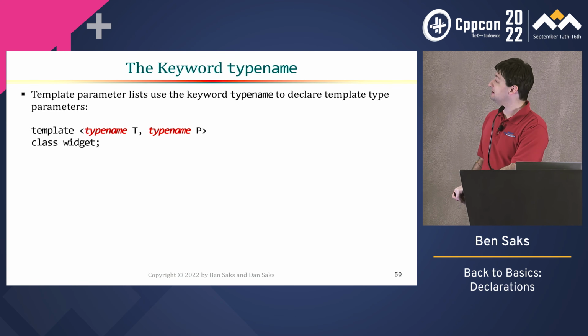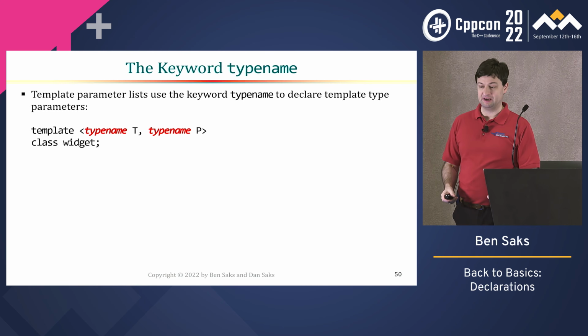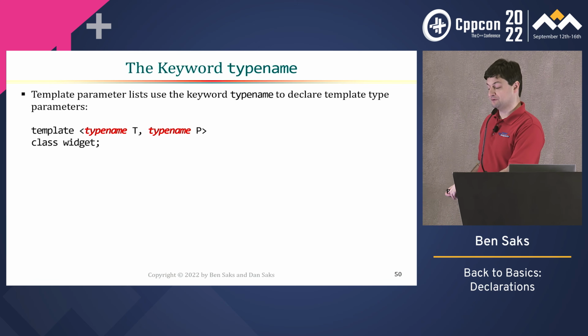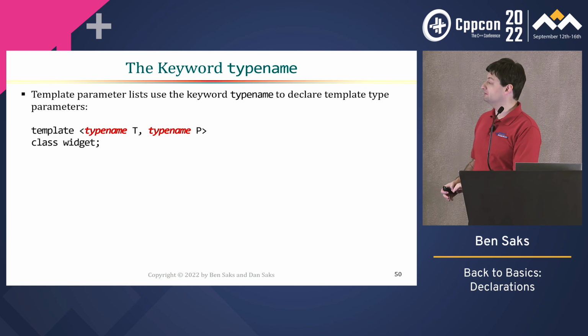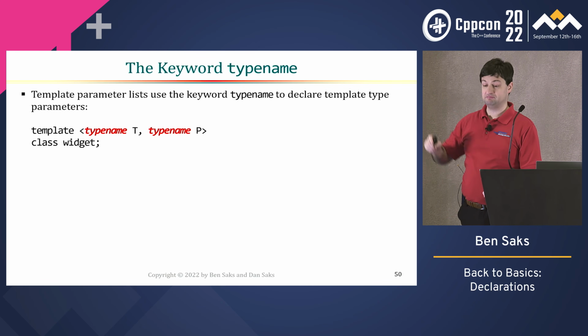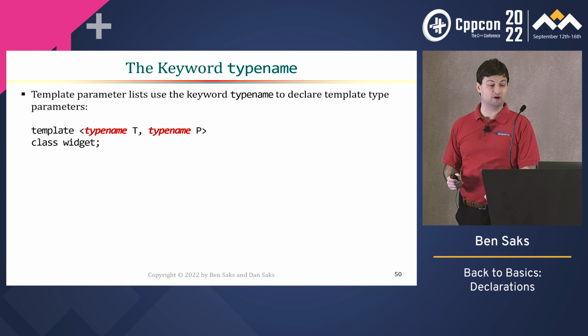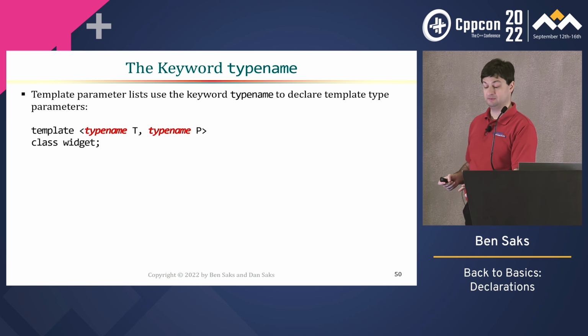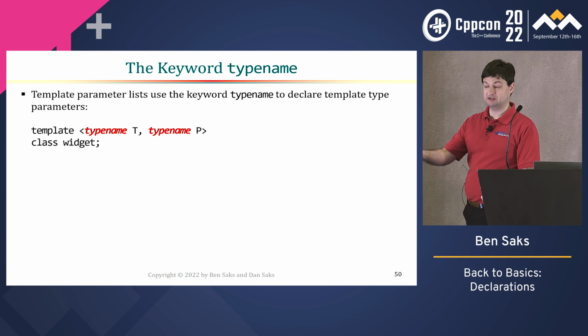So the keyword typename has a few different places that we can use it in the language. I tend to prefer to write my templates like this, where I declare the type parameters using the keyword typename. So template, typename T, typename P, class Widget.